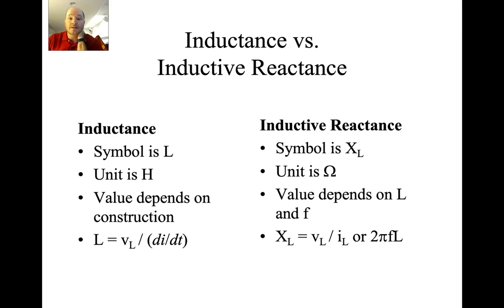Okay? So inductance versus inductive reactance. The symbol is L for inductance. For reactance, it's X of L. The units are henries for inductance, and for inductive reactance, it's ohms. This becomes your new resistor in Ohm's law if it's a purely inductive circuit. The value of inductance depends on the construction. We've talked about that, and you learned it in fundamentals. The value of inductive reactance is dependent on the value of L and the frequency. You'll see how both of those affect that in our lab.